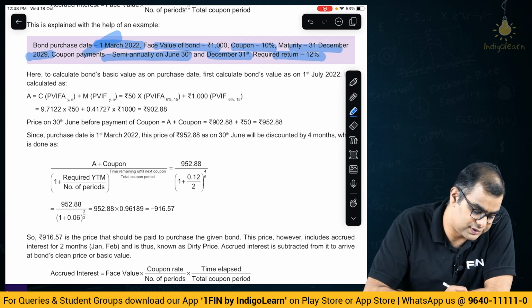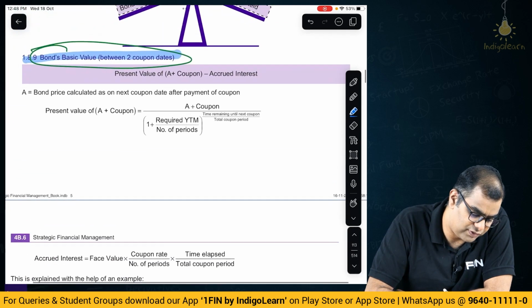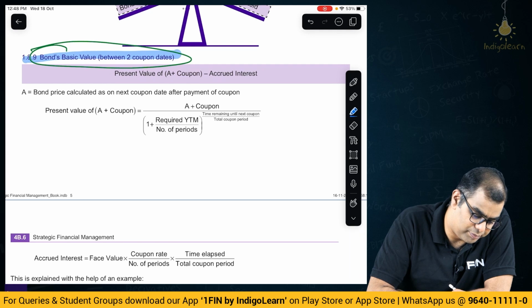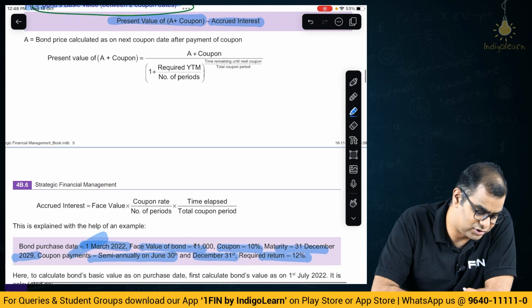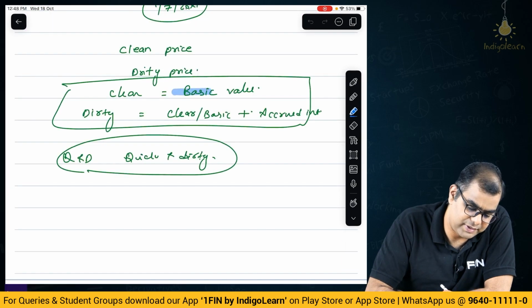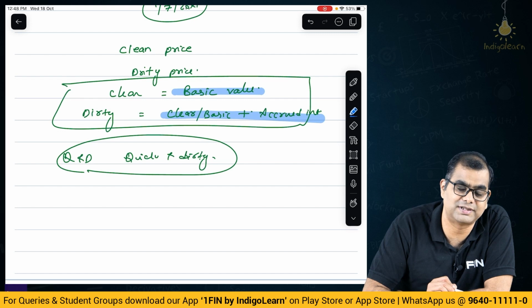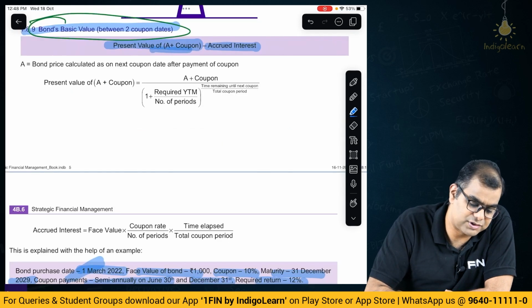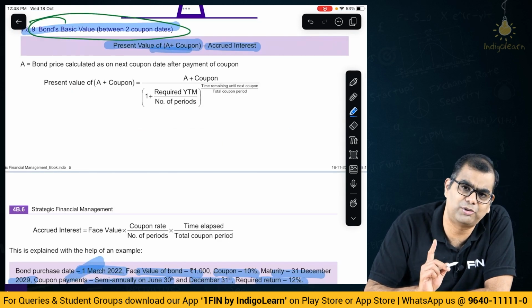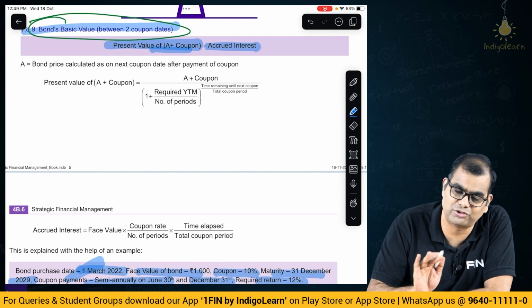So what you will do is, you will use this formula. Present value of A plus coupon minus accrued interest. If you come back to this, I have mentioned here basic value plus accrued interest. Dirty price is basic value plus accrued interest. There I am talking about plus interest, here minus accrued interest. No confusion. It is all the same.